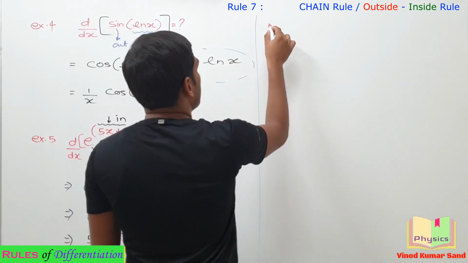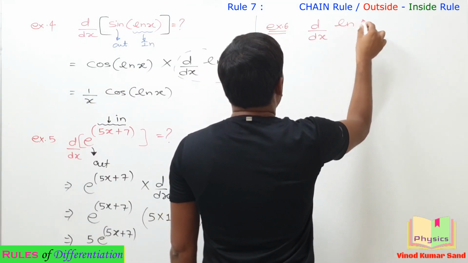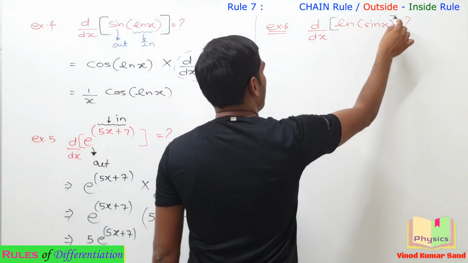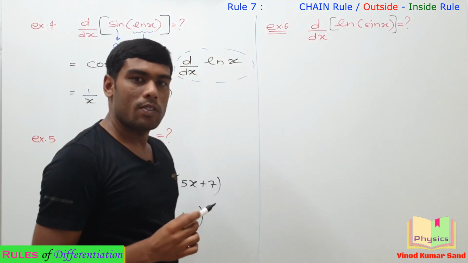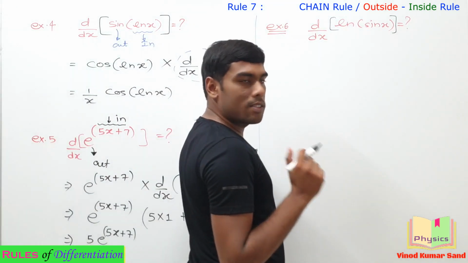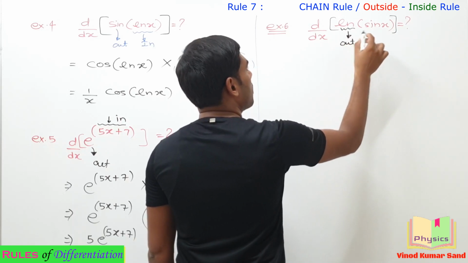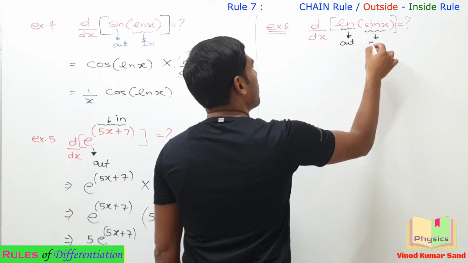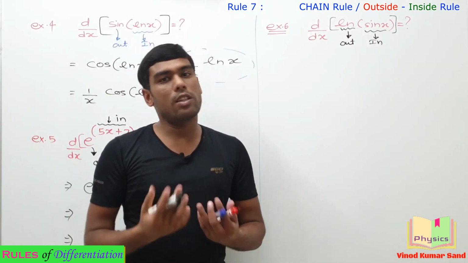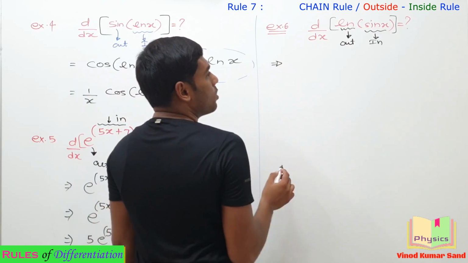Example number 6. D by dx of ln of sin x. It will be solved again using the outside inside rule only. Give it a try. Recognize the outside function, recognize the inside function. This ln is your outside function and this sin x is the inside function. First we'll differentiate the outside function, then we'll differentiate the inside function. So let's go for the solution here.